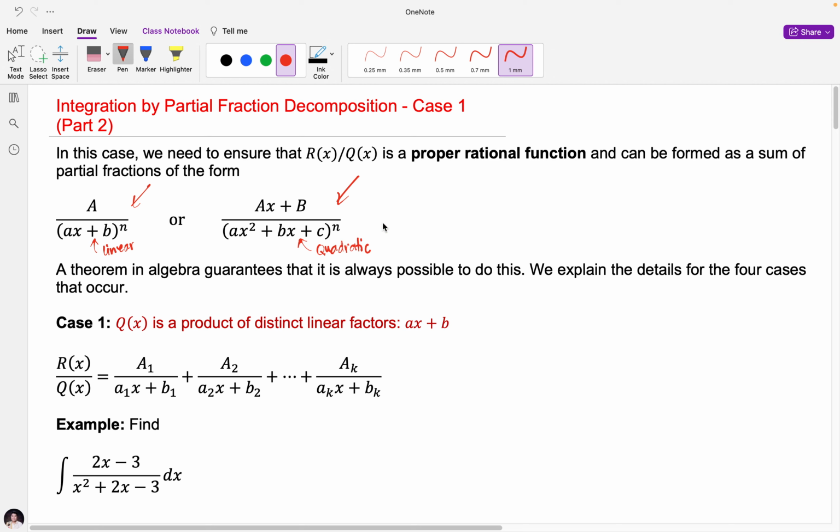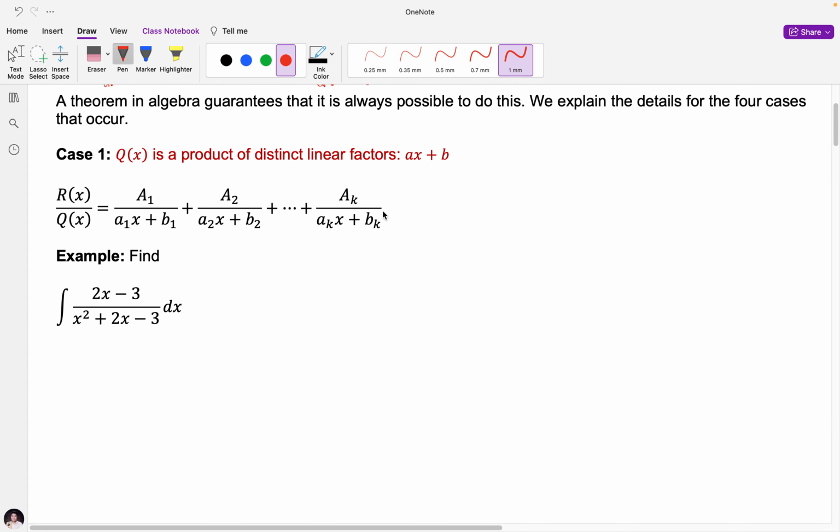Whenever you can decompose the rational function into sums of partial fractions wherein the factors of your denominator are either linear or quadratic, then we can evaluate their integral. A theorem in algebra guarantees that it is always possible to do this. We will explain in more detail the four cases that we will consider in evaluating these types of functions. We will start first with case 1.